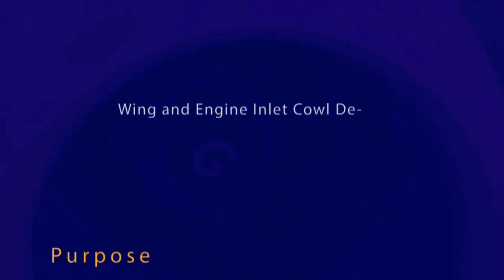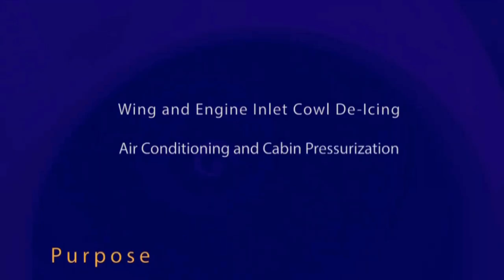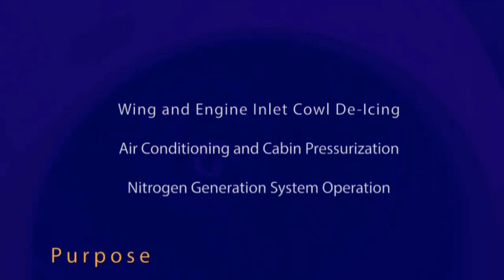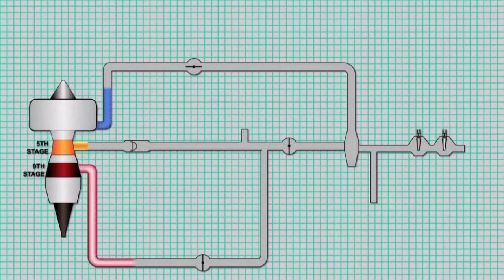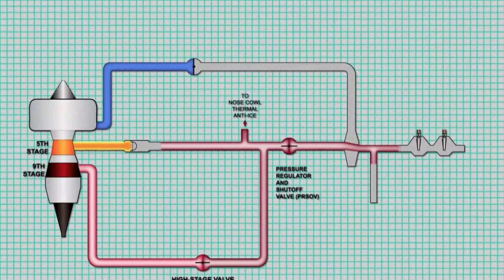The 737 bleed air system supplies engine compressor air for wing and engine inlet cowl de-icing, to the air conditioning packs for air conditioning and cabin pressurization, and for nitrogen generation system operation. The system uses ninth stage air during its low power settings and fifth stage air during high power settings.